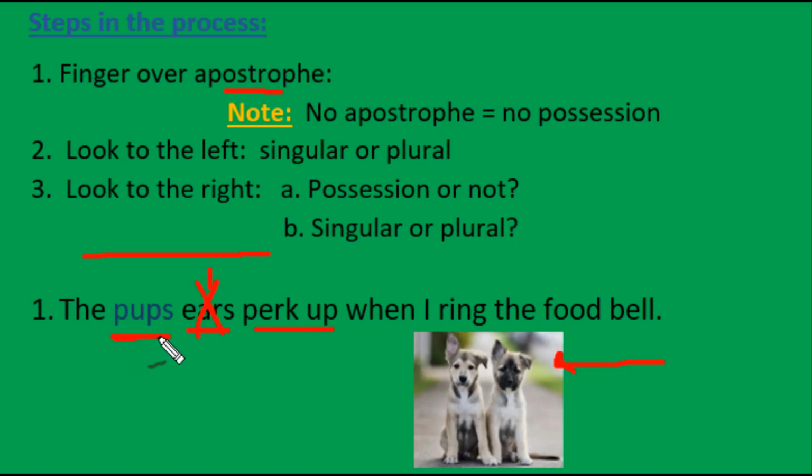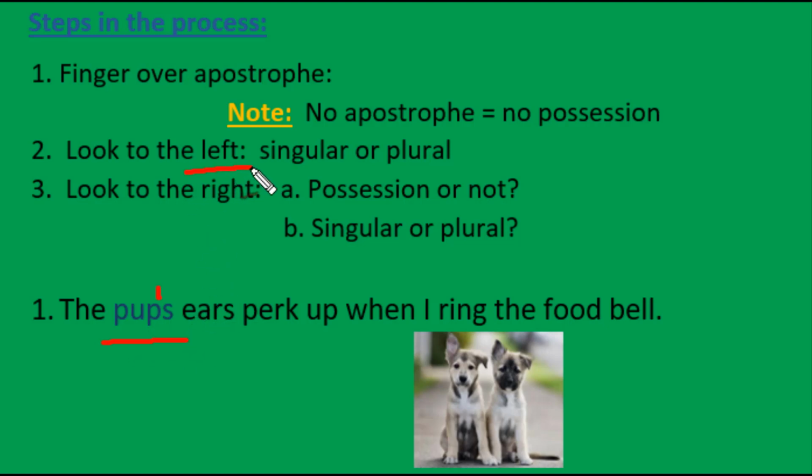This word here, pups, to the right is ears. Do pups own or possess their own ears? Yes. So this word here will need an apostrophe S. Now, let's go ahead and just randomly pop in one of the apostrophe S's right here between P and S. We have an apostrophe, which is a mini name tag, which tells us that there's possession. The pups own their ears.